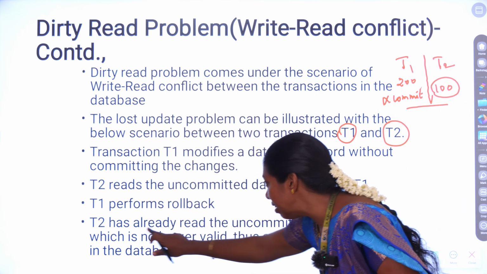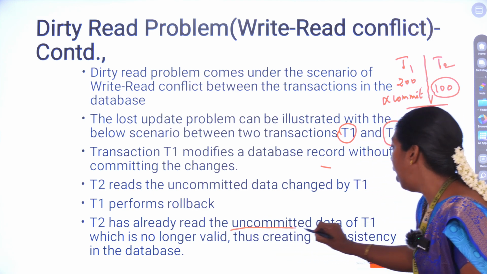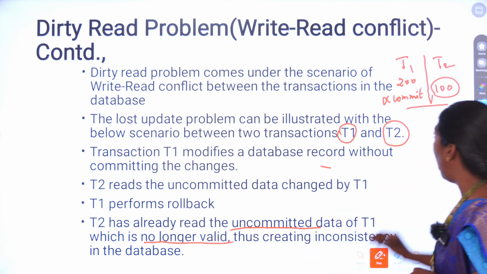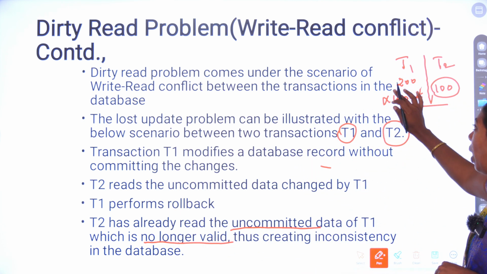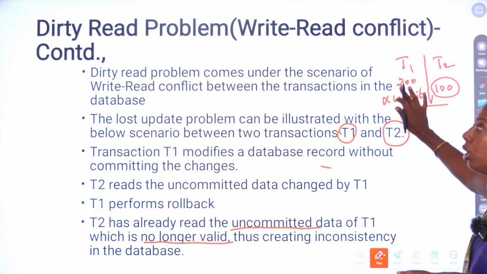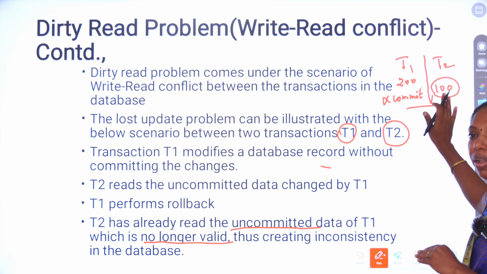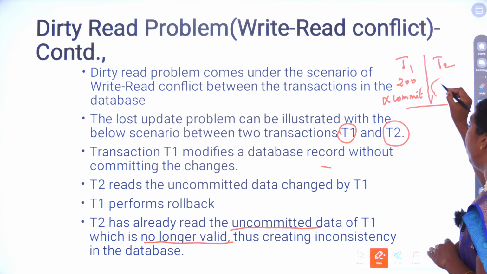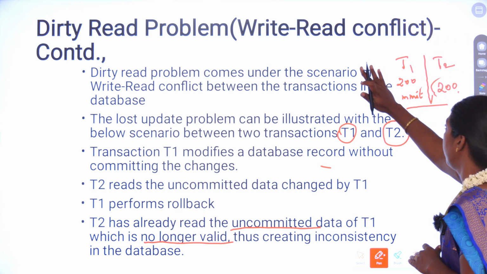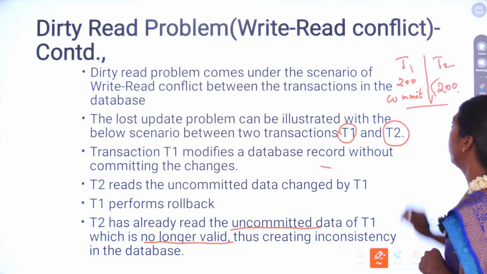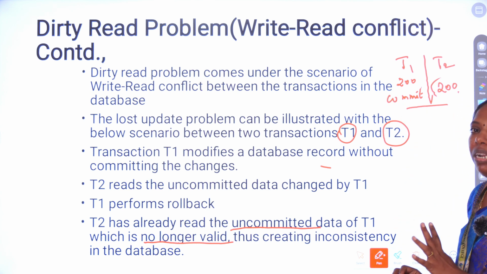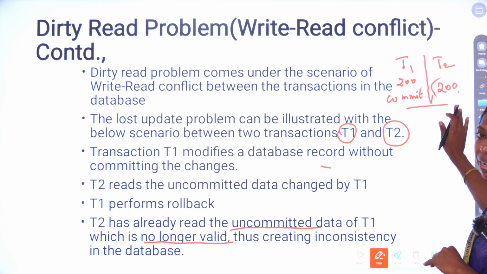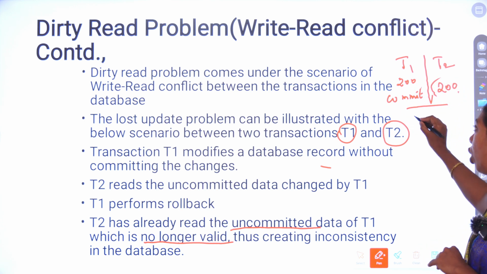Again, T2 has already read the uncommitted data from T1, which is no longer valid. Already it holds 100. After commit only, T2 should take the value as 200. This is the only correct way. If before the commit it takes its value as 200 as an uncommitted value, this will create a conflict.